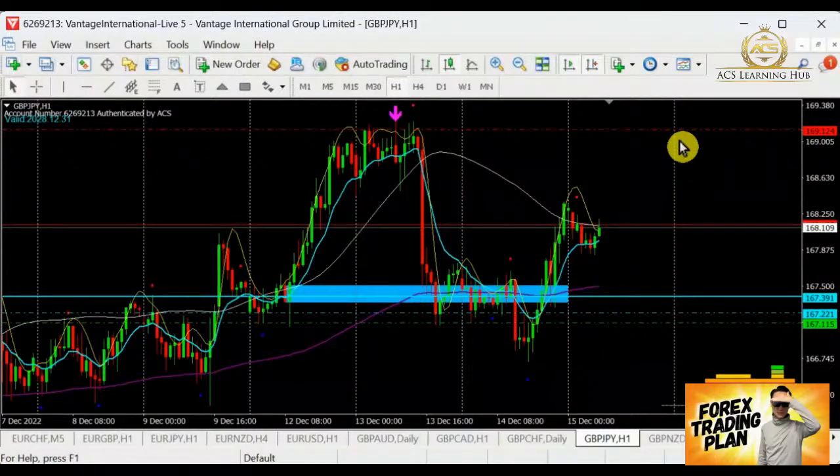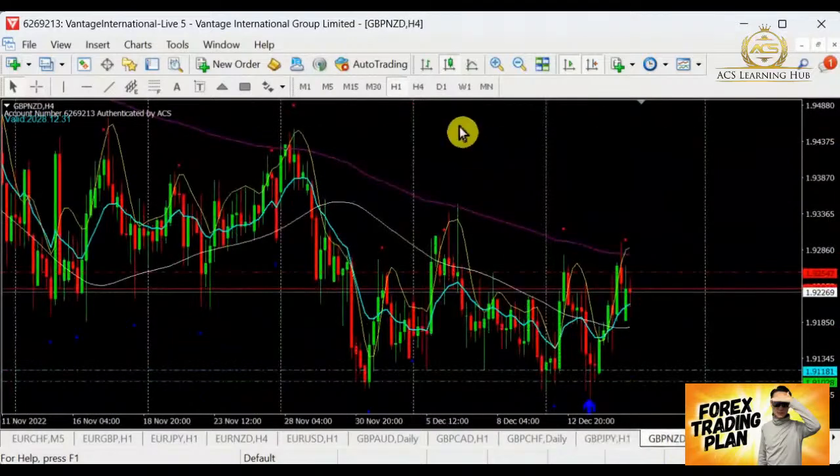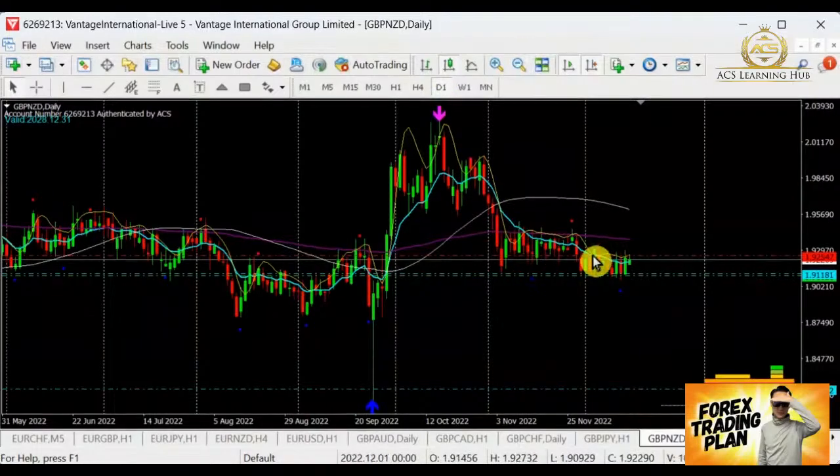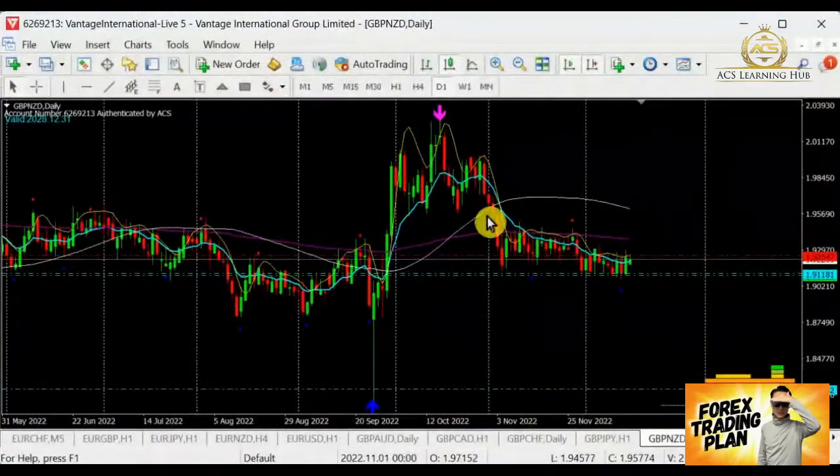It will still be going up for now. So pound yen, we will skip it first. For pound kiwi, we are coming down into this support area. It's in the bear, but stagnant, coming here stagnant. So for pound kiwi, I prefer to stay out for now.